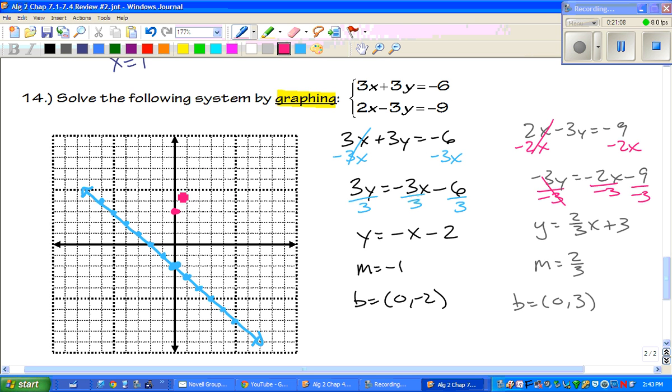So at positive 3, I go up 2, over 3, up 2, over 3. Oh, but I'm not going to hit, so then I go the opposite way, and then right away we find out where those two guys meet. Draw your line. That's where they meet. And that is the point, negative 3, 1. Okay? Well, that's it for the Algebra 2, Chapter 7.1, 7.4 review number 2.